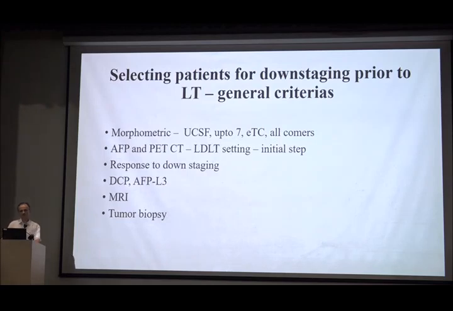And finally, a tumor biopsy, a targeted biopsy, can be done to see whether it is a G3 tumor or has a good prognosis. And these are all the methods with which we can choose the patient who should undergo downstaging prior to the liver transplantation.